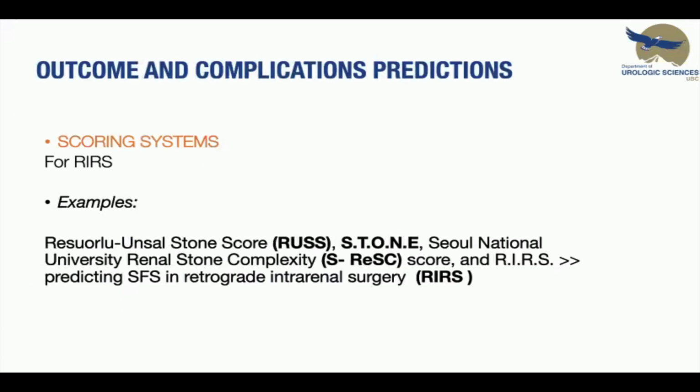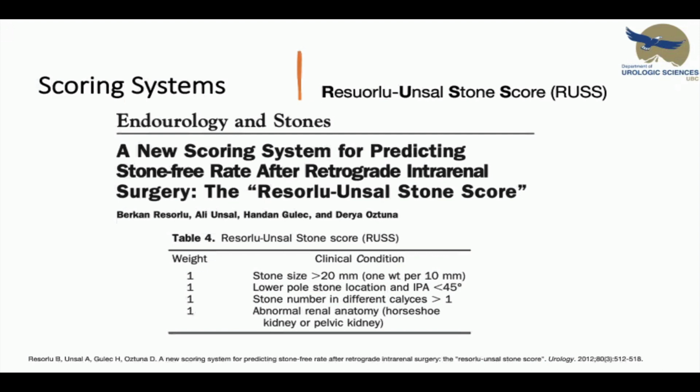Some of these scoring systems have been modified to assess the stone-free status in ureteroscopic procedures, and other new systems have been developed too. Here is also a quick overview of the systems used in ureteroscopic procedures. This R.I.R.S. scoring system we can see here also depends on the stone size, the lower pole stone location, the infundibulopelvic angle, the stone number in different calyces, and abnormal renal anatomy, and then the total score is calculated.